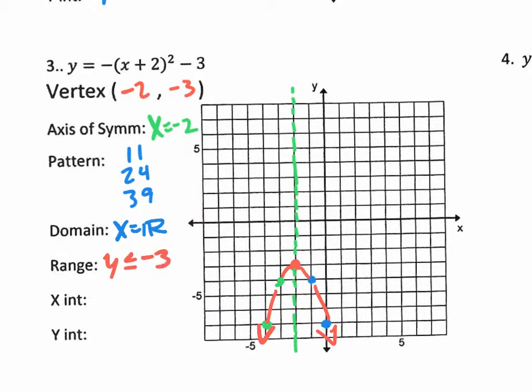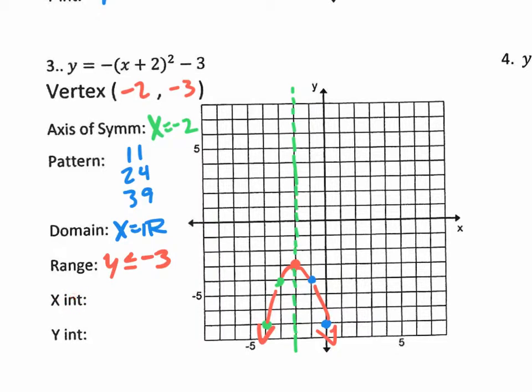Negative 3. So the range is y is less than or equal to the y value of your vertex, which is negative 3. How about the x-intercept values? Where does this cross the x-axis? The x-intercept values are non-existent. They do not exist, right?